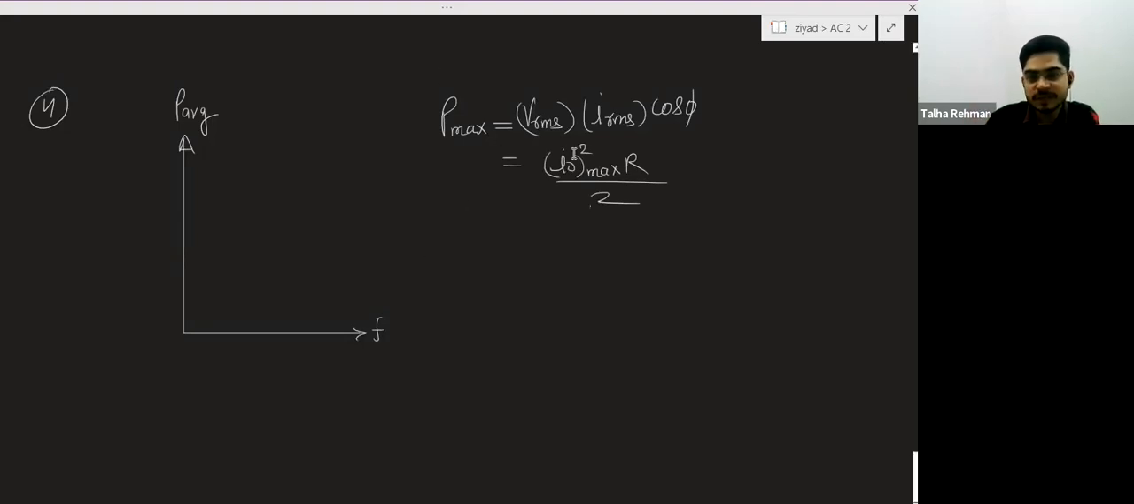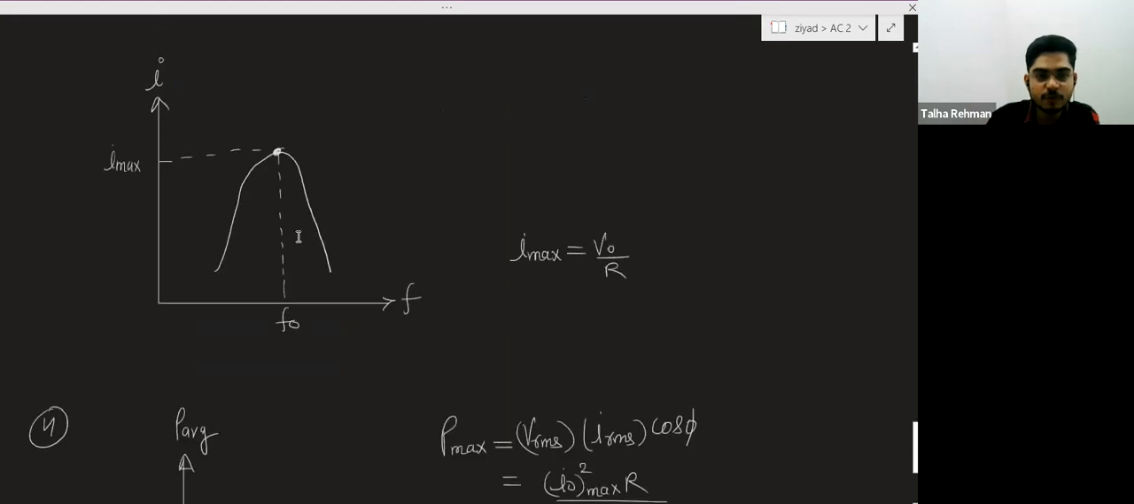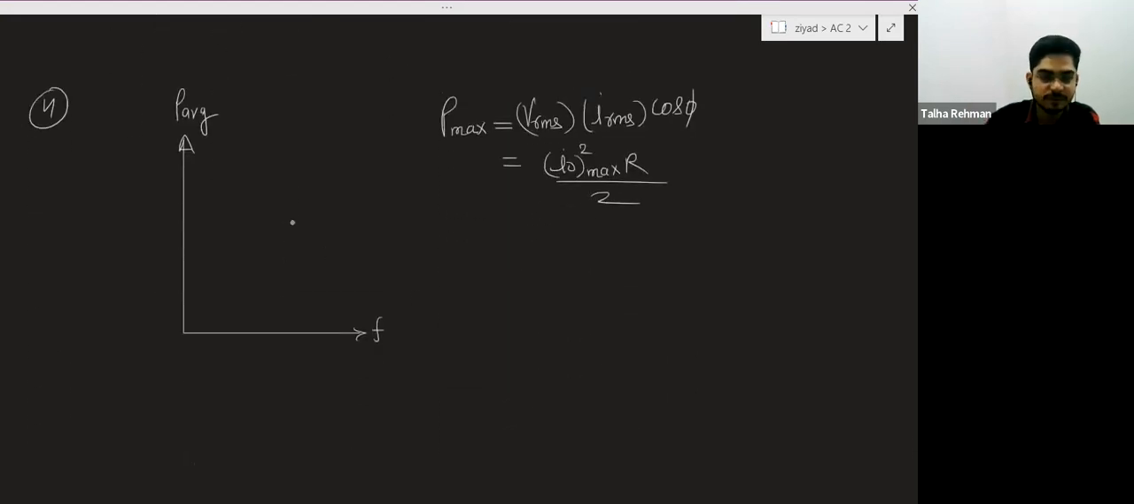So power is directly proportional to current, so the graph of power and current will be the same. This will be like this. Here will be the maximum power, and corresponding to this, the frequency will be the resonant frequency.